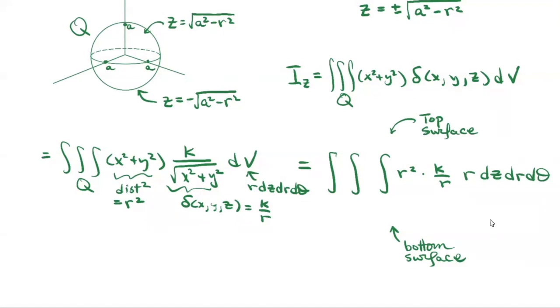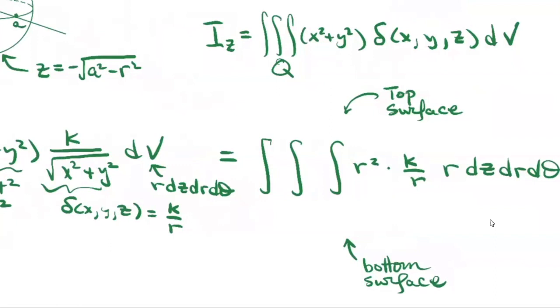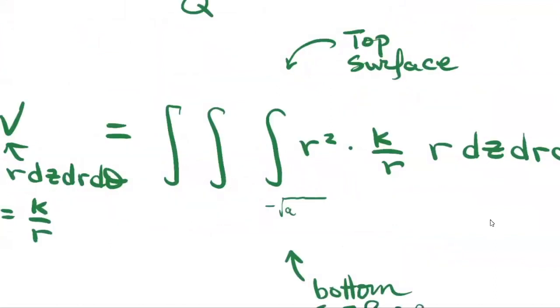Okay, so the bottom surface is negative. Let me see if I'm going to zoom in on this. So the bottom surface is negative square root, I think it was a squared minus r squared, and the positive square root up here.